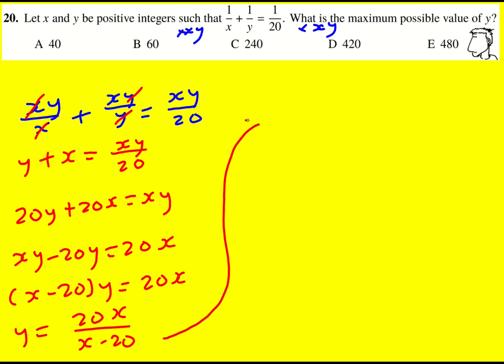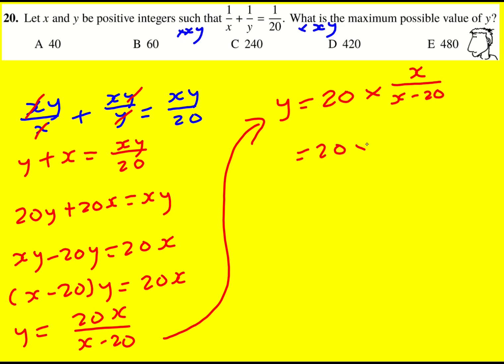Okay, there's a little bit more to do now. There's a little thing we need to think about. We need to basically try and get rid of this x at the top, because at the moment, how can we look at the maximum value of y? Well, you might be able to get it from here, but let me show you a method that will work really well. We can first of all just say that it's 20 times x over x minus 20.